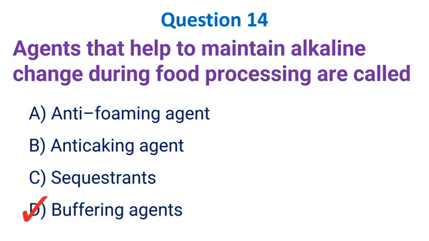Buffering agents are used to stabilize the pH, that is the hydrogen ion concentration of a solution, and thus they improve the flavor and increase the stability of food. These are normally the salts of weak acids and weak bases. Examples are the carbonates, bicarbonates, and hydrogen phosphates.